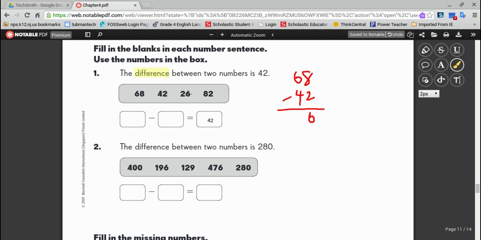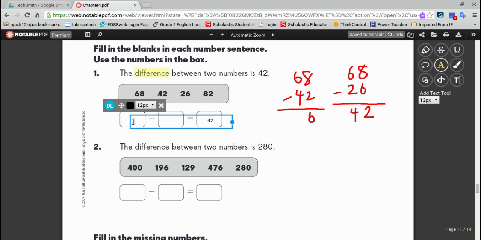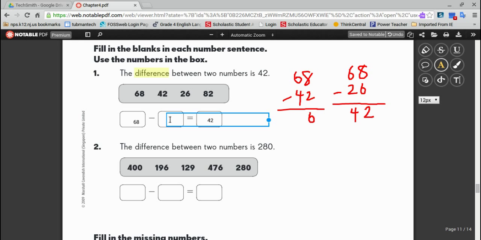Let's do 68 and 26. So I'll do it again. 68 minus 26. Here we go. 8 minus 6, well, that's a 2. And I can keep going now because I know my ones place should be a 2, which is a 2 over here. And then 6 minus 2, well, that's a 4. And I got 42. So I know my two numbers over here are 68 and 26. Okay, so that's number 1.